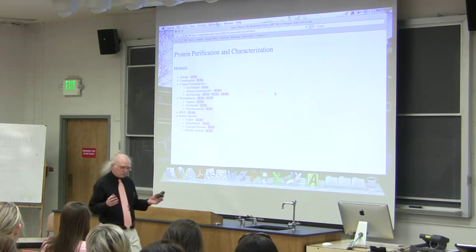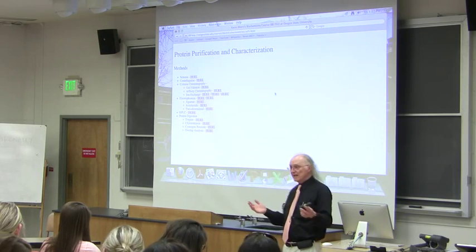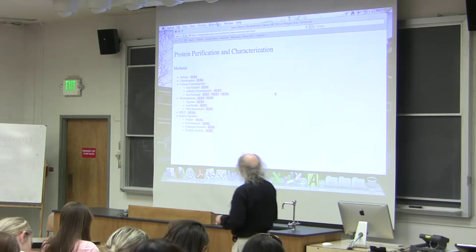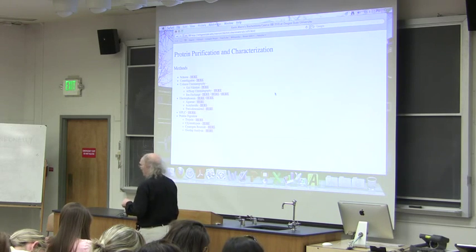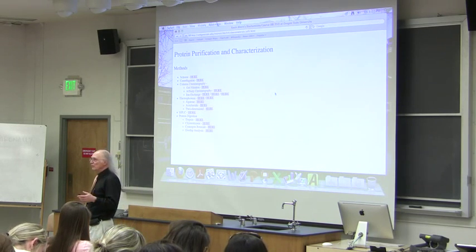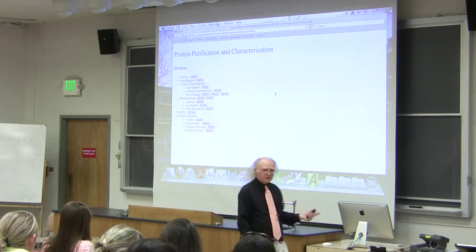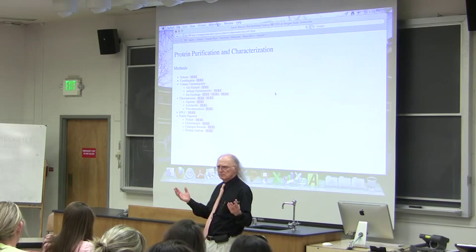Now, I'm going to tell you about another cool technique that combines that with yet another technique. It's called two-dimensional gel electrophoresis. This one, I think you'll find is kind of magical. But to understand it, we've got to understand something about proteins and charge.